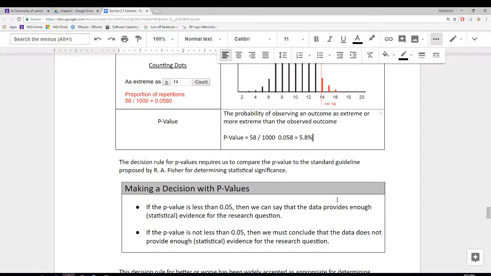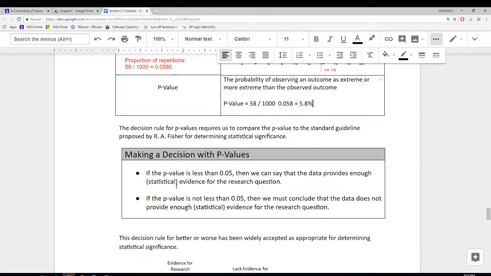How do we make a decision using p-values? Well, the decision rule for p-values requires us to compare the p-value against that standard guideline of 5%. In particular, if the p-value is less than 5%, then we can say that the data provides enough evidence for the research question. If the p-value is not less than 5%, then we must conclude that the data does not provide enough evidence for the research question.